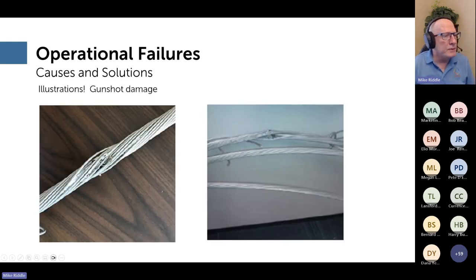A couple examples of gunshot damage. I mean, this nice shot dead in the center of the cable.